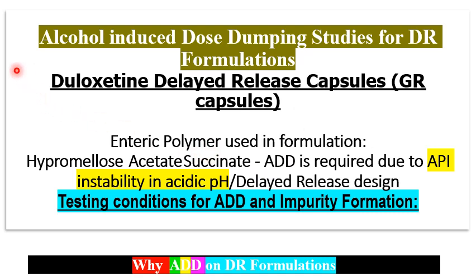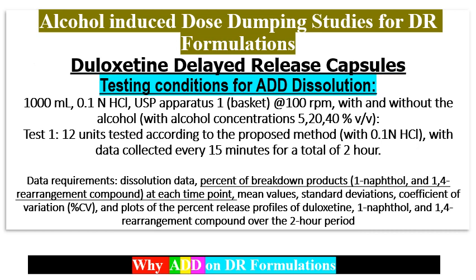This is a very important and very specific example considering the delayed release formulation. The enteric polymer used in this formulation is hypromellose acetate succinate, and ADD is required due to API instability in the acidic pH and the delayed release design of the formulation. For these examples I have considered the product specific guideline as per the US FDA and the dissolution criteria. 10% and 40% is not required by the EMA.